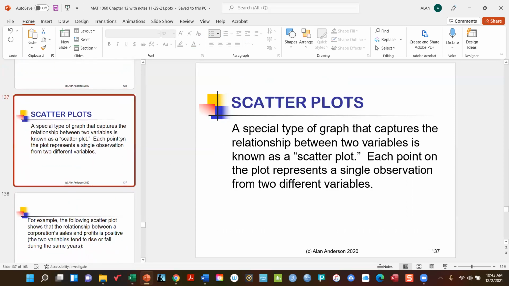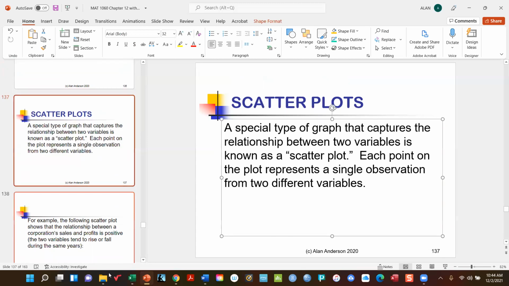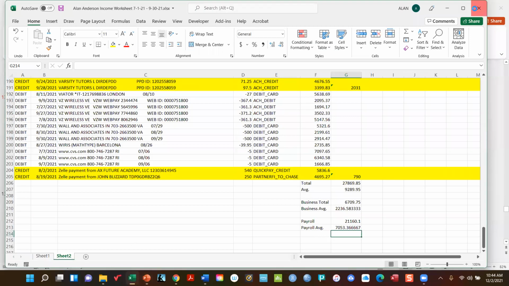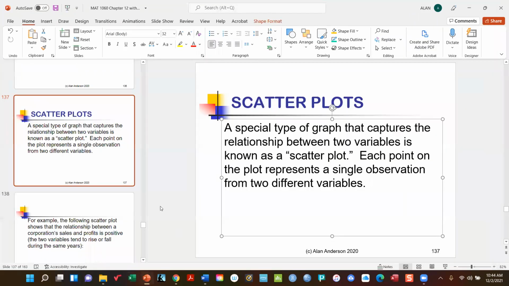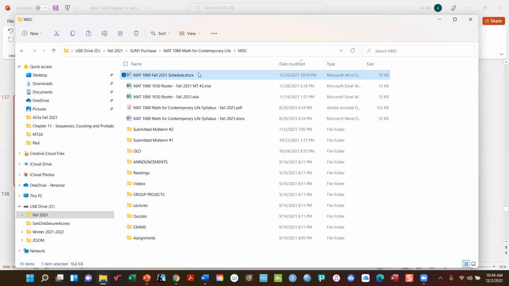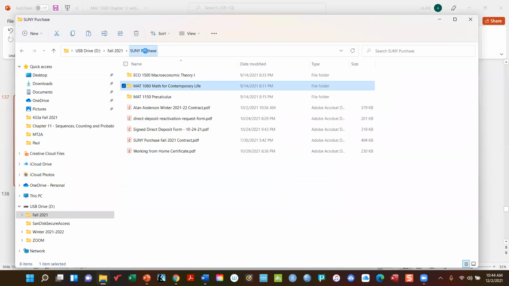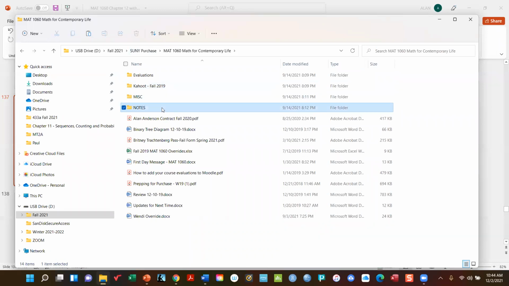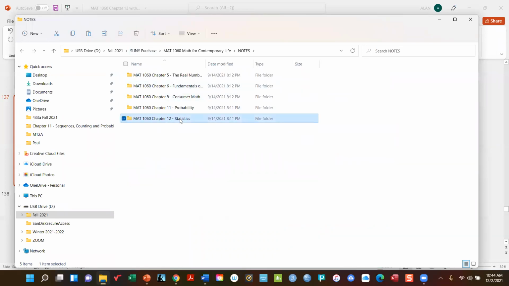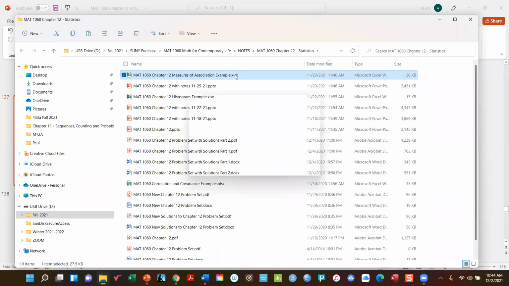Now, we have a special type of graph that is designed to help us understand the relationship between 2 variables, and it's called a scatter plot. So the scatter plot can be easily implemented in Excel. So let's see. I may already have some examples already set up here. Here we go.